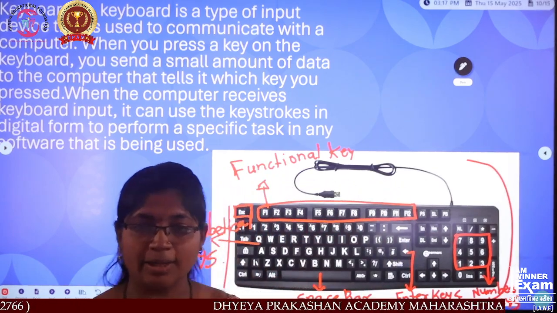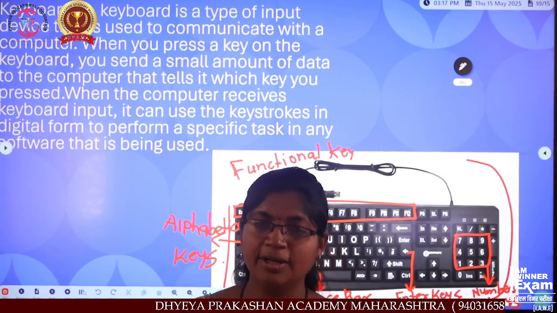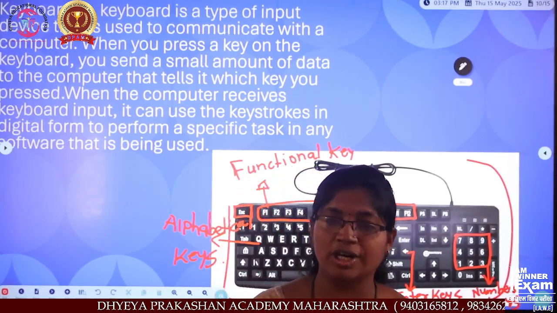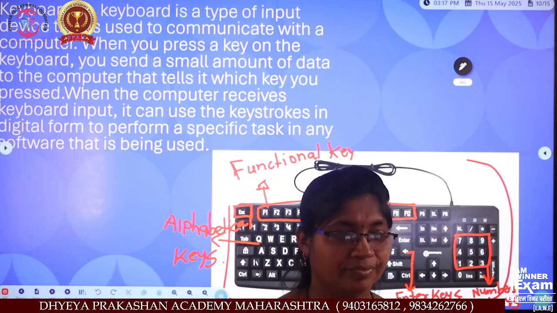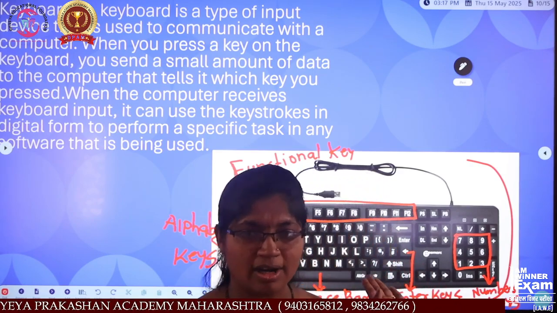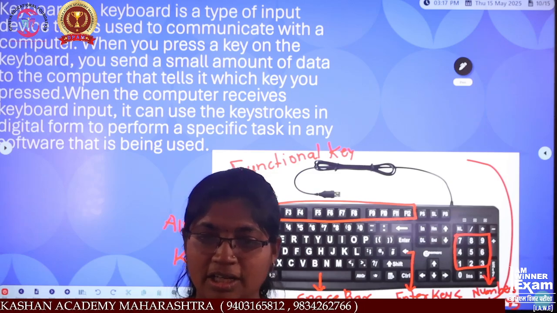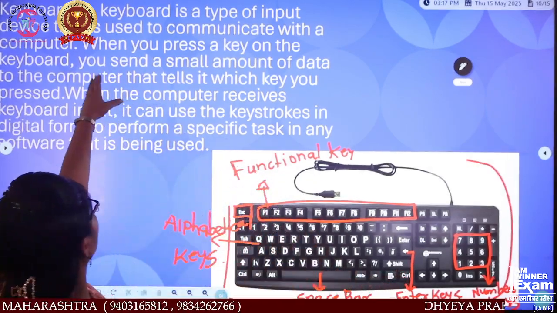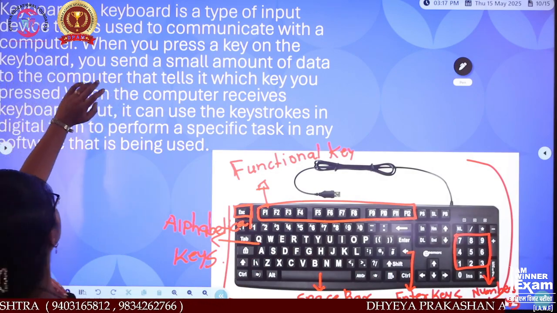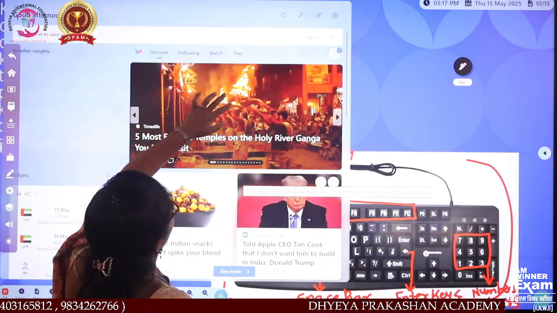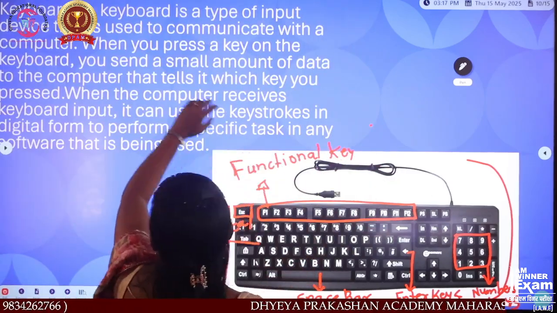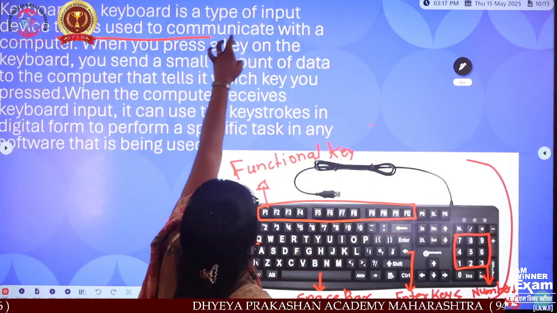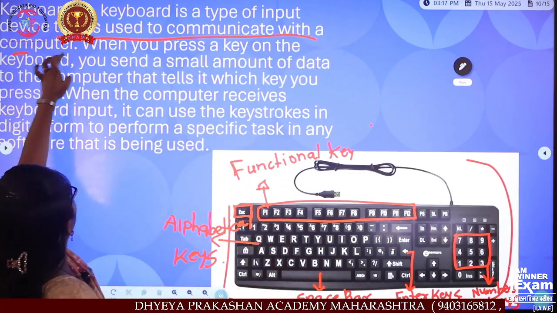Keyboard and mouse are called input devices. It is used to enter data. Typing keys are called alphabetical keys, functional keys, navigation keys, arrow keys, enter keys. A keyboard is a type of input device that is used to communicate with a computer.